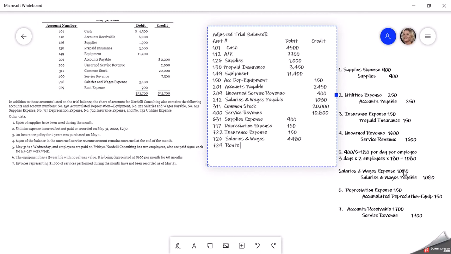Then our rent expense, I don't think we had any adjusting entries to rent expense. So that is going to be the 900. But then we had utilities expense that we accrued. That's 250. And then finally, no, that's it, right? That should be everything, right? We should have everything in there. So now we'll double check our debits and our credits.